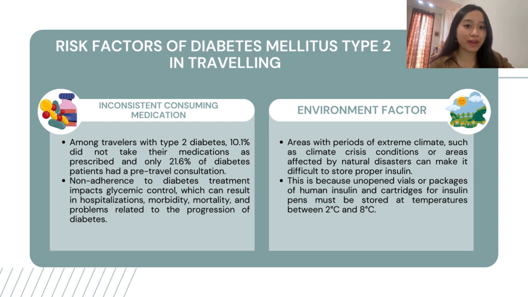And the last one is environmental factors. Probably we can go to areas that have extreme climate change, or after a natural disaster happens. This can affect how we store the insulin, because unopened vials or packages of human insulin, also cartridge insulin pens, have to be stored at a temperature between 2 degrees Celsius and 8 degrees Celsius. So probably it can affect how we store our insulin.